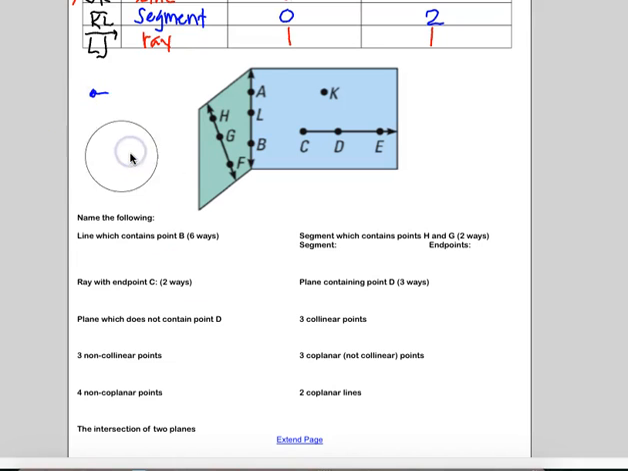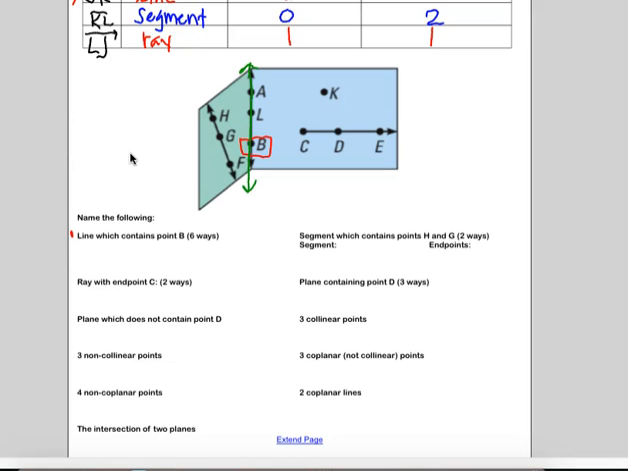So we're going to use this diagram to name the following, okay? So now we're just using that new vocab to look at a picture and say what it's pointing out, all right? So it says, let's just start here. A line which contains point B. Well, let's first locate point B. Here's point B, and it's on this green line right here.